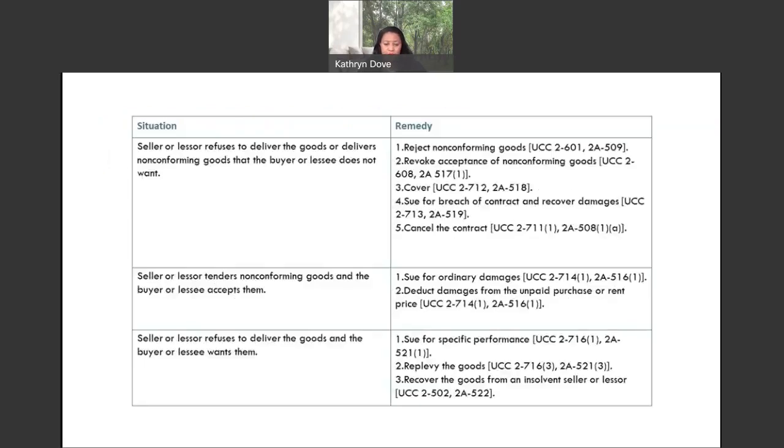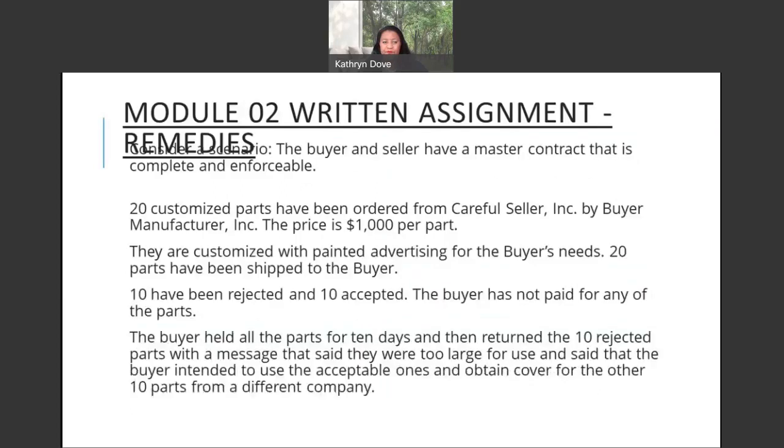Here is a table that summarizes the remedies. You will need to use this to complete your Module 2 written assignment, it would certainly be helpful. What is the Module 2 written assignment?